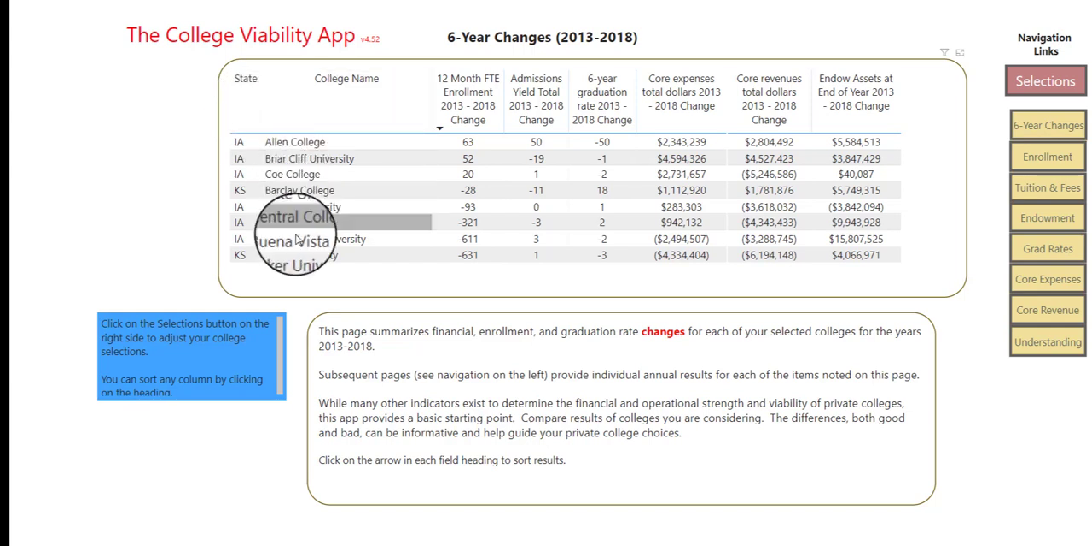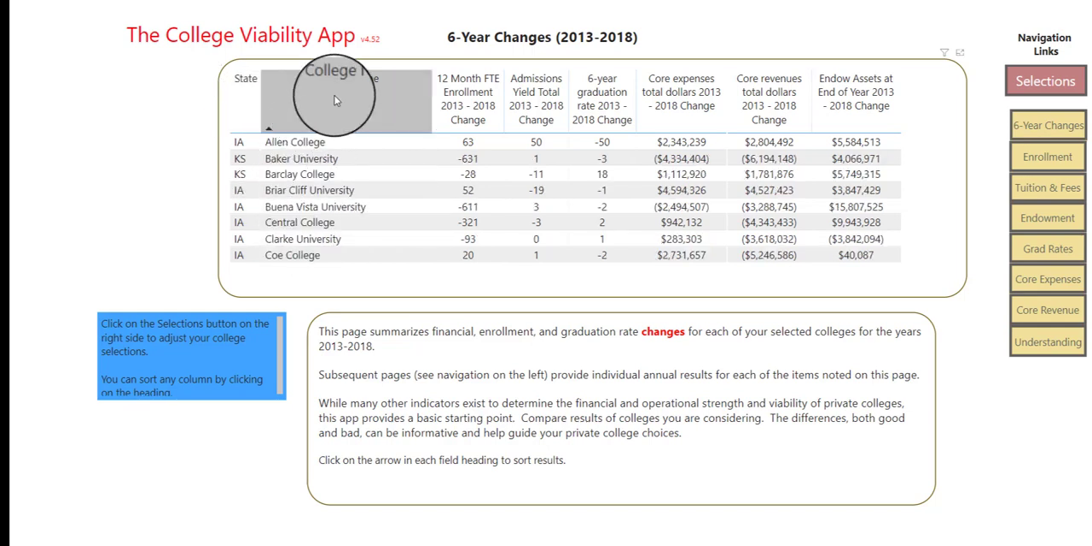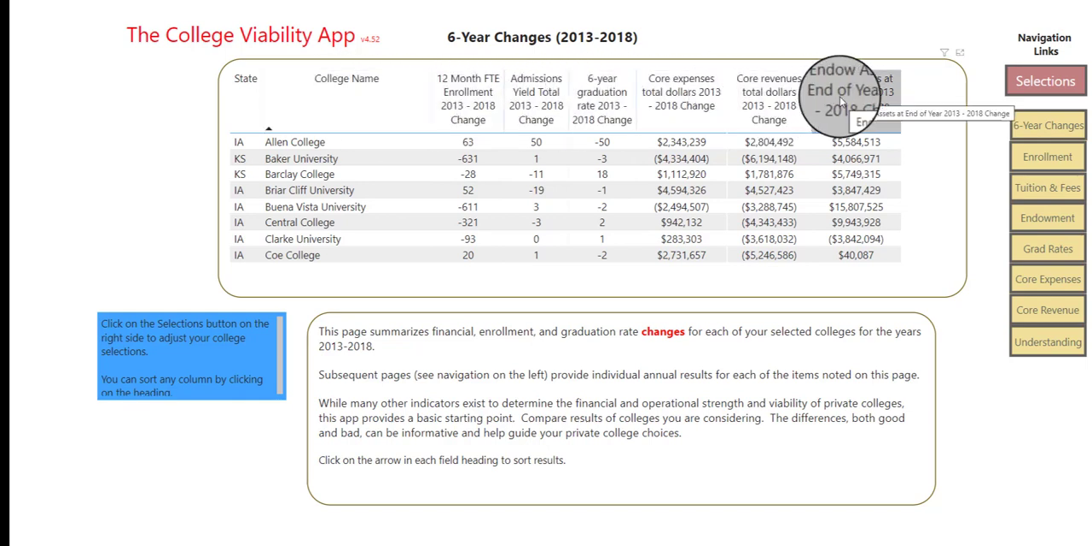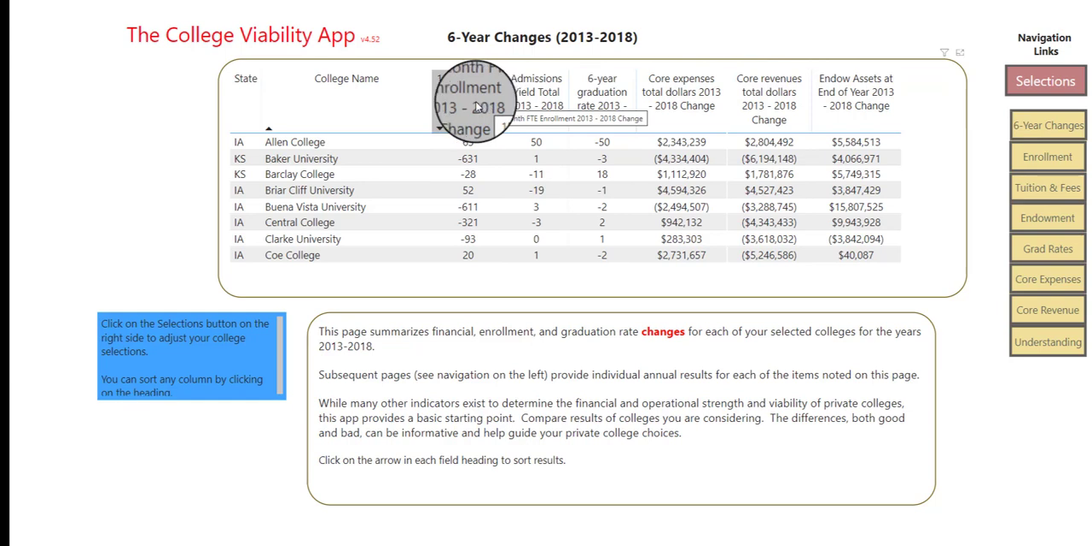You can see the 8 are listed. We can alphabetize them by clicking on the header. We can also sort them by any of the 6 fields that you see listed across the top. Let's look at the ones and sort them by 12-month enrollment from 2013 to 2018.